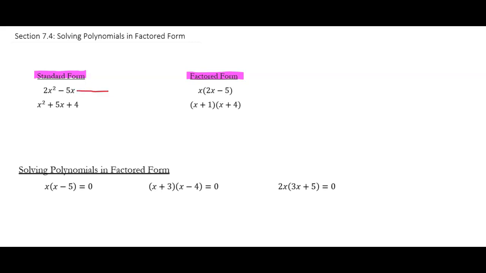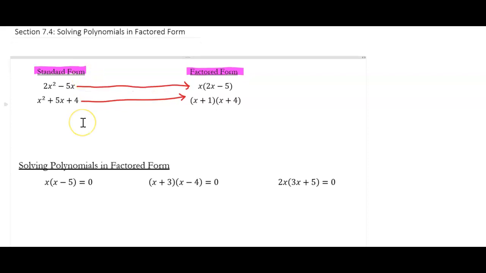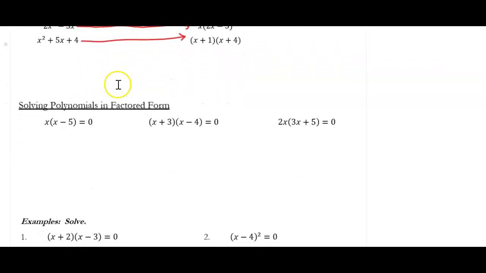So this is the standard form. This is the factored form. Standard form, factored form. And we haven't talked about factoring, which we'll get to in a little bit, but we just want to see the difference between these two. Okay. We're going to start off by just learning how to solve them, and then we're going to actually start learning how to factor them. All right, so the first set of problems we have is when things are in factored form.